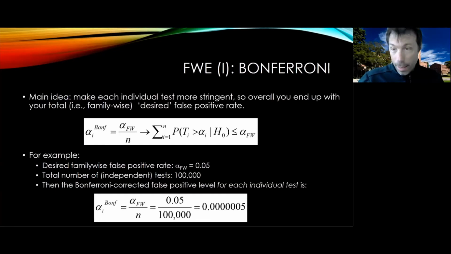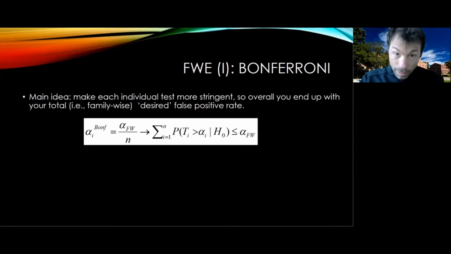So Bonferroni, you'll remember, is fairly intuitive. The idea is that if you want your family-wise test to be corrected at 0.05, you simply divide that by the number of parallel tests that you're making, and that number is the one you want to use for each individual test.